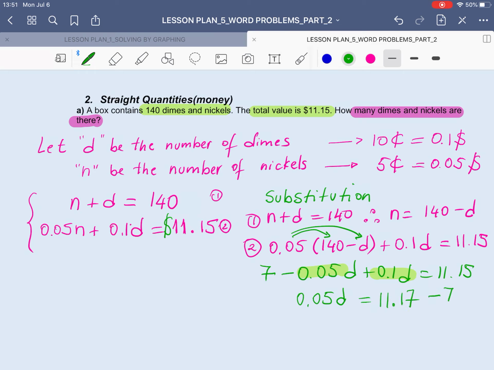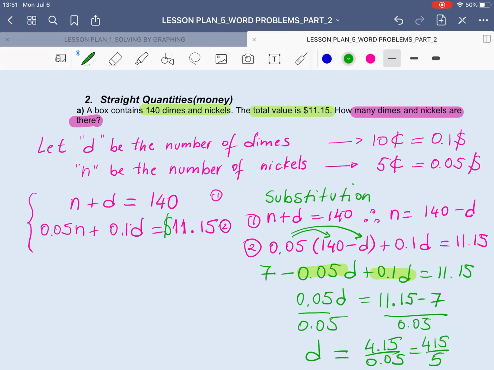And on the right side, we're going to have just the constant numbers, minus 7 here. Sorry, I made a mistake. 11.15 minus 7. And divide both sides by 0.05. And we'll have the value of D equal to 11.15 minus 7 is 4.15. And that divided by 0.05, it's the same as if you are dividing 415 by 5, okay?